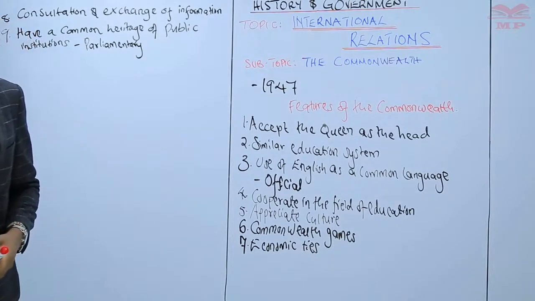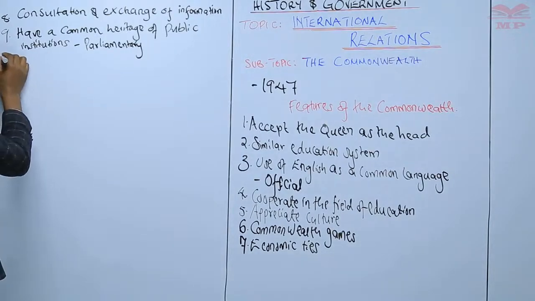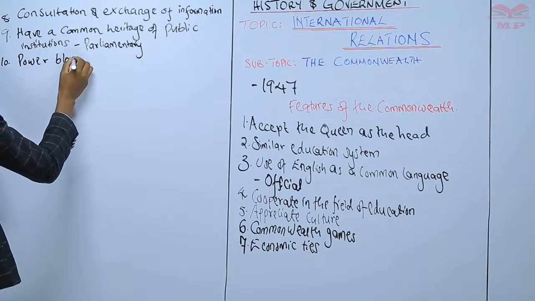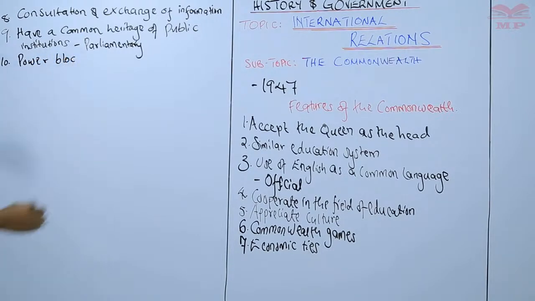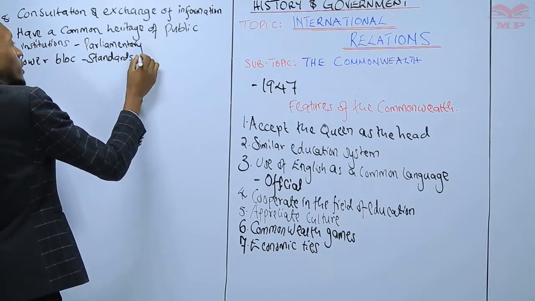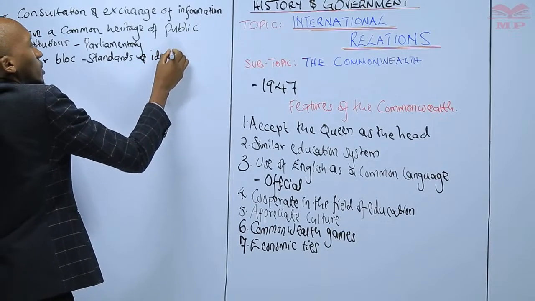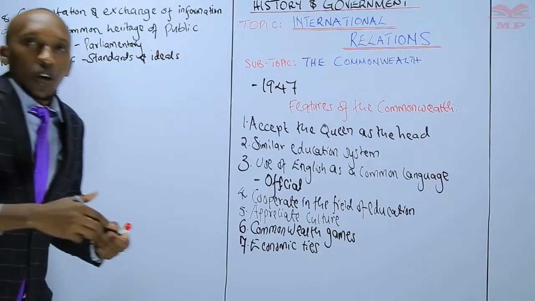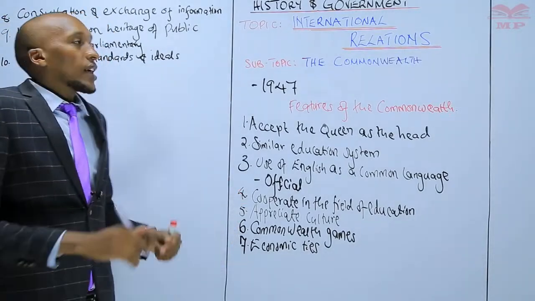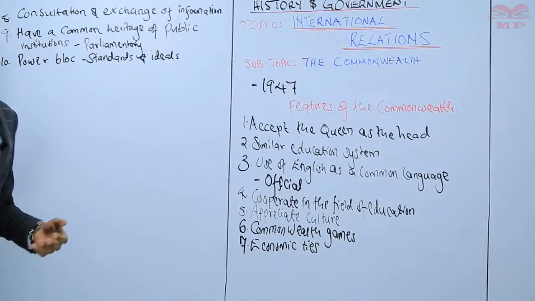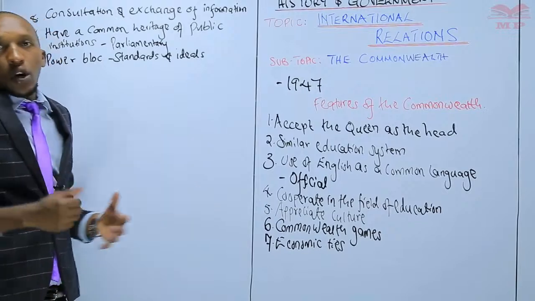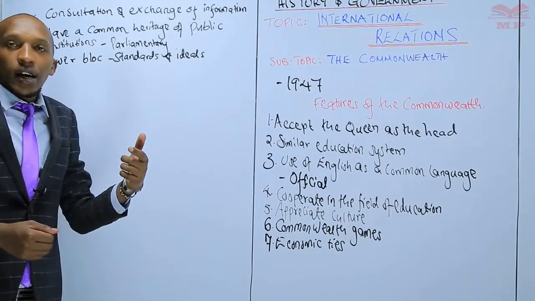And then lastly, they form a power block. They formed a power block that has standards and ideals. So the Commonwealth became a block. The countries became a block that they make decisions together. So they act as a block. So that is another feature.